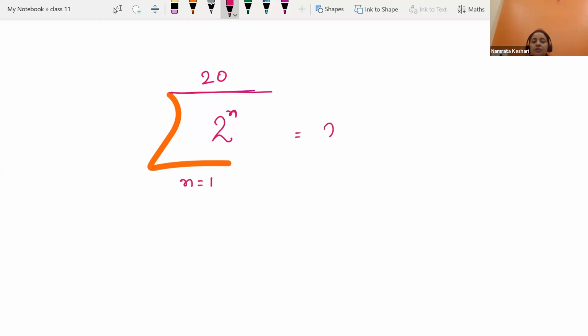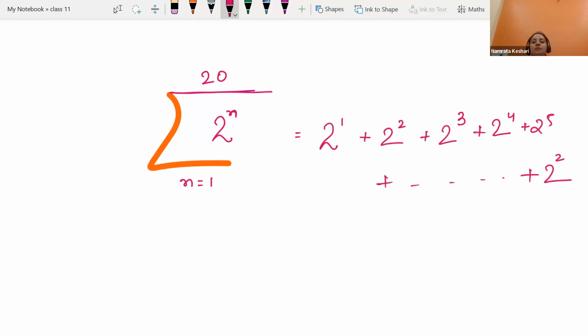Is it 2 to the power 1 plus 2 to the power 2 plus 2 to the power 3 plus 2 to the power 4 plus and so on up to 2 to the power 20? Right, Manvi? Yes. That means we need to find the sum, and it looks like a GP, right? Yes. So we will be taking the formula accordingly.